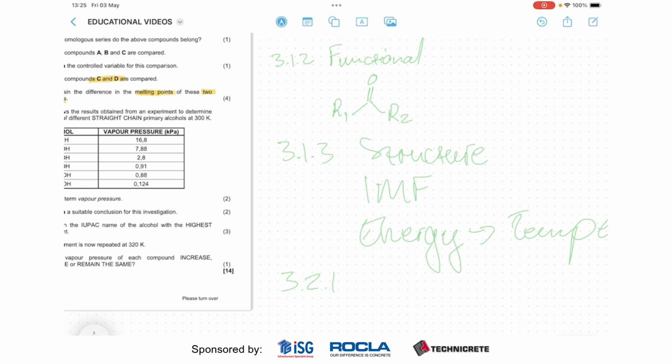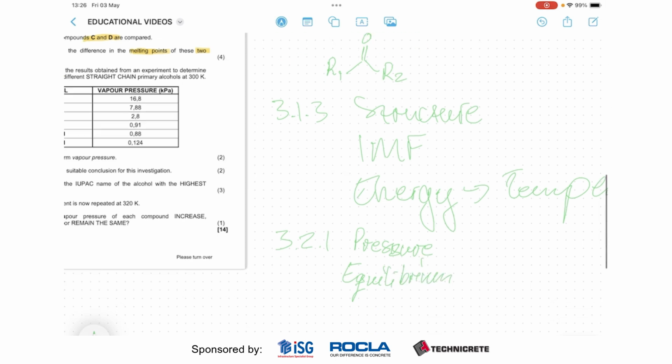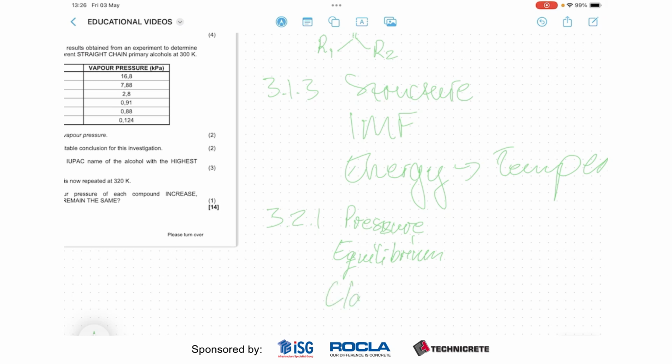Because of course, if it was an open system, the vapor would just escape into the atmosphere, and eventually you'd have nothing left in your container, so there wouldn't be any pressure as the vapor is escaping. So key ideas are pressure and equilibrium, and closed system, and that will get you the full marks.